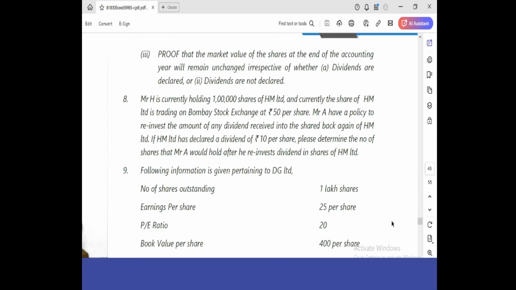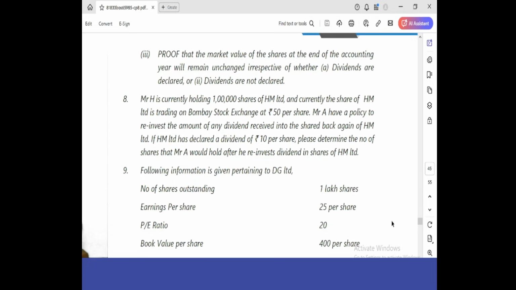What is that 50 called? Dirty price. That is the cum dividend price. And what is the ex-dividend price? It should be 40. Because once the dividends are paid by the company, the share price will fall to 40. Please remember that. Okay.